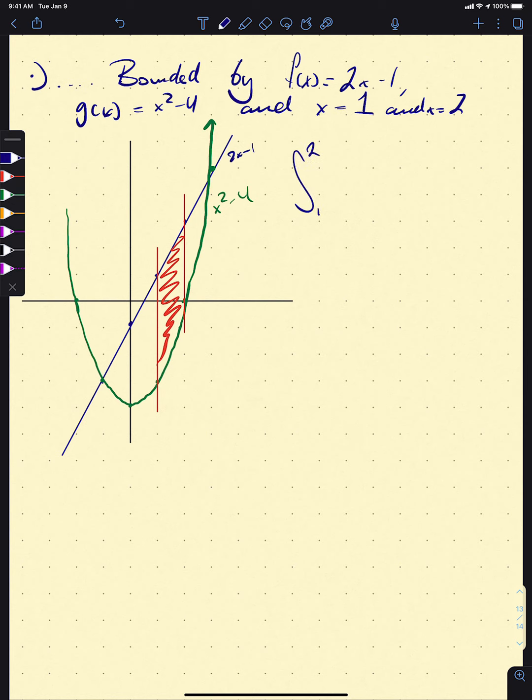You have to go from 1 to 2 of, well, it would seem like my larger one is going to be 2x minus 1. So 2x minus 1 minus x squared minus 4 dx. But then that's going to be from 1 to 2. Looks like of minus x squared plus 2x plus 3 dx.